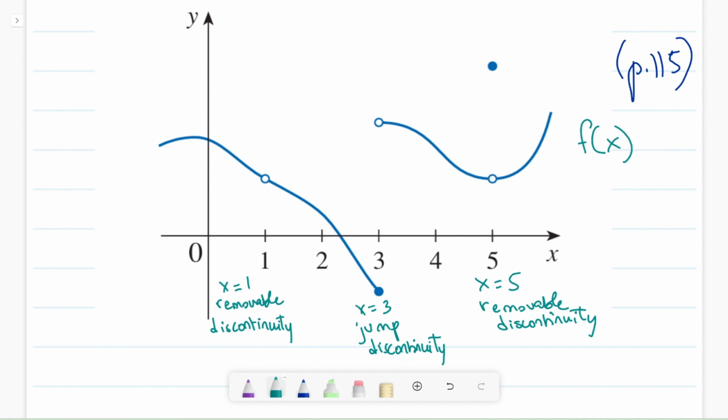And I just wanted to point out that at x equals 3, as x approaches 3 from the left, the limit as x approaches 3 from the left is equal to f of 3. So at x equals 3, we have continuity from the left.